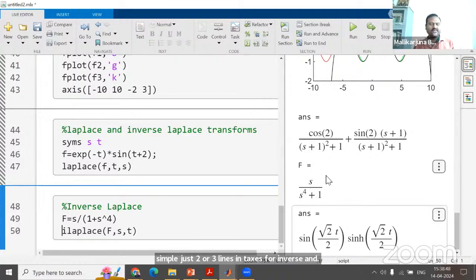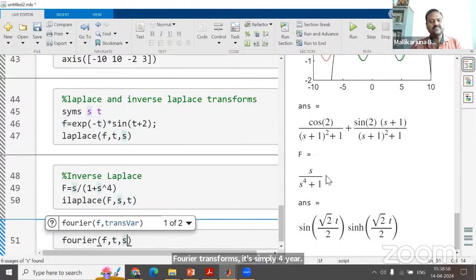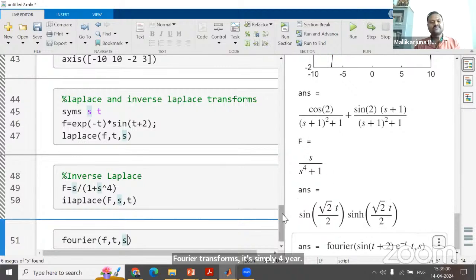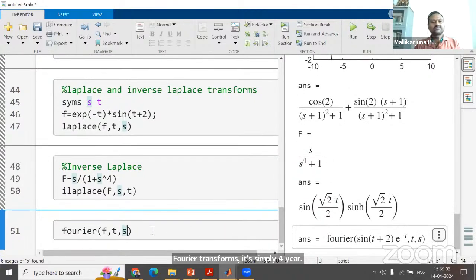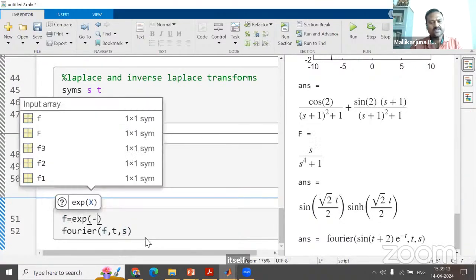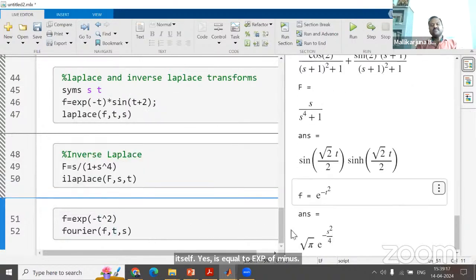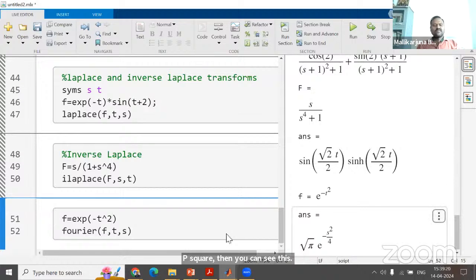The same thing for Fourier transforms also. It's simply fourier, F, t, comma, s. Maybe this is not working. Let me give the function here itself. F is equal to exp of minus t square. Then you can see this. E power minus t square Fourier.